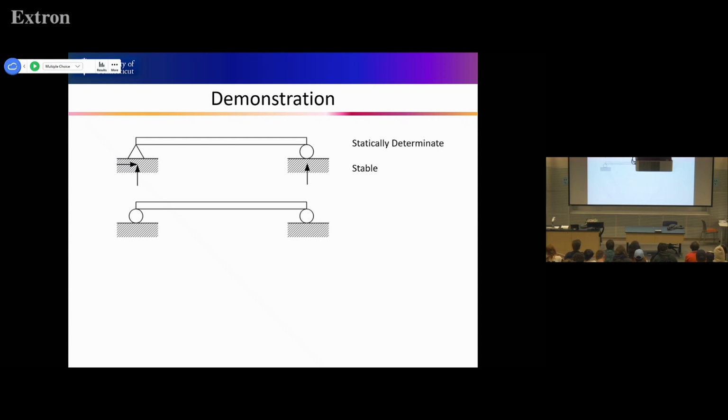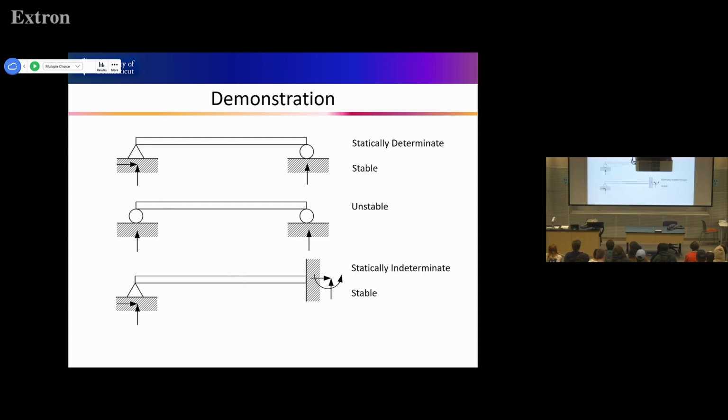And then this is the 2 roller case. How many reactions in total? 2, okay. And it is unstable, right? And what about this one, with a pin on one side and fixed on the other? Pin has 2 reactions, and fixed has 3 reactions, so 5 in total. This is statically indeterminate, and it is stable. Okay, so that's the demo. Luckily, we'll use only statically determinate structures in statics.